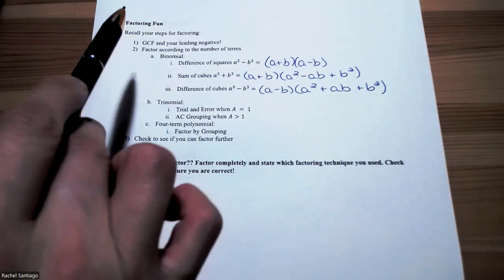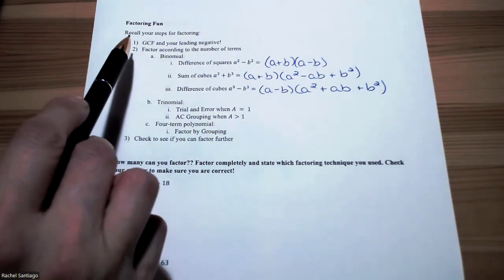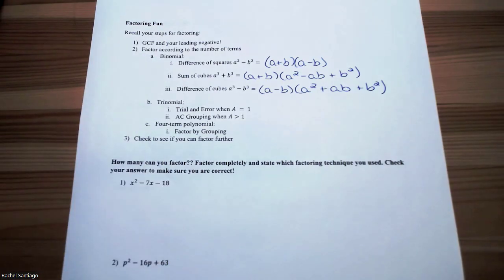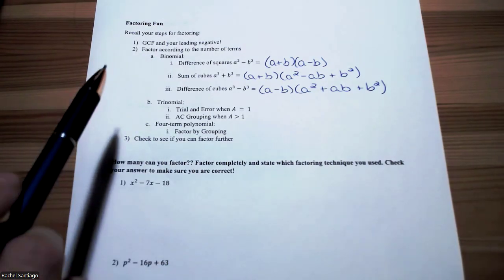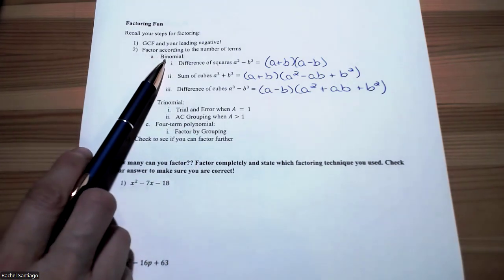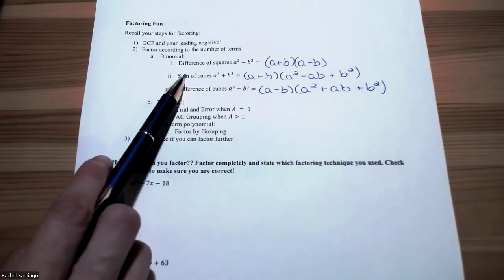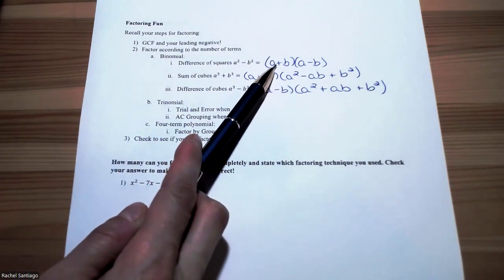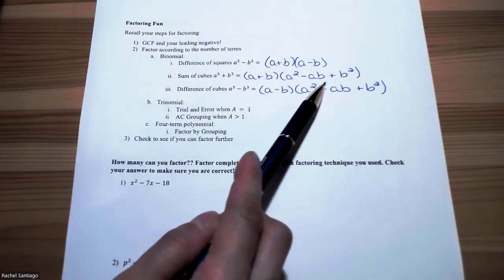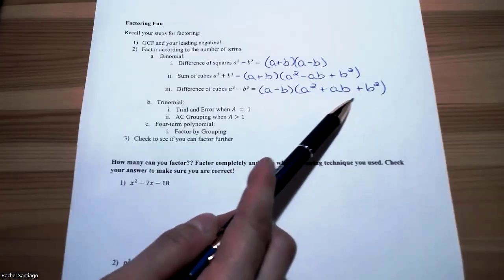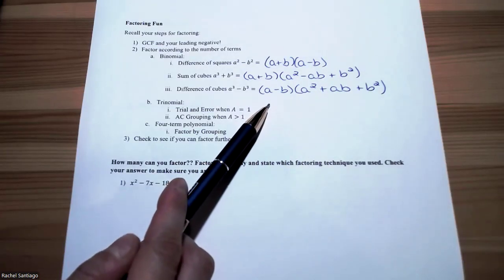Okay, first things first, I've already given you the rules for factoring. As a quick reminder, step number one, if you have a GCF or a leading negative, you have to factor that out. Then you factor according to the number of terms. If it's a binomial, it could be one of these three options. The difference of two squares, which would be factored like so. The sum of two cubes, here's our factored formula, or the difference of two cubes, and here's our factored formula.